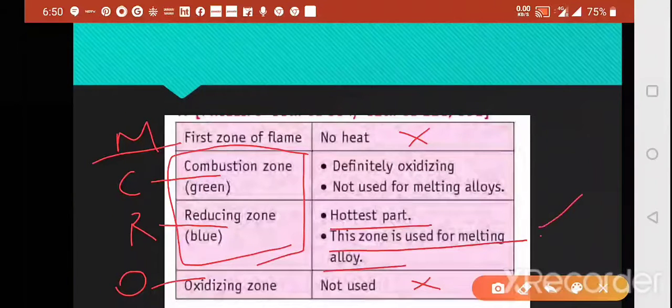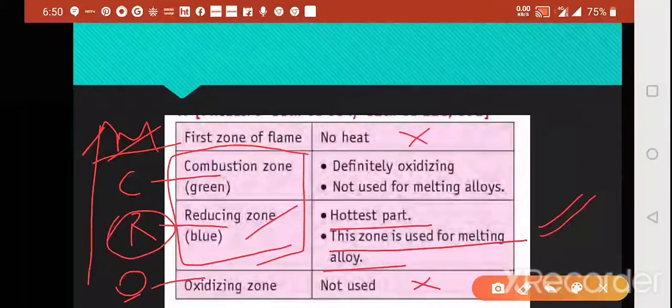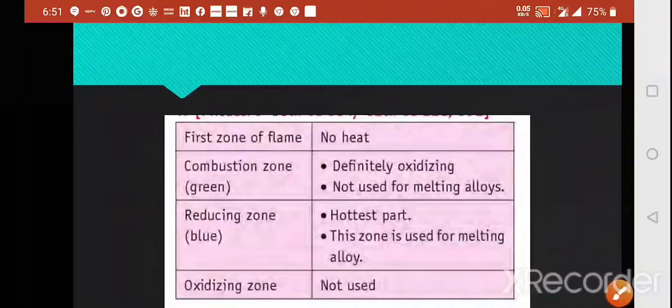So the question is usually asked from here: R reducing zone, what is the color? It's blue. Which is the hottest part? Reducing zone. Which is used for melting the alloy? This one. So you can remember it like this: O, R, C, M. O and M are of no value, and R is most commonly used in asked questions. And the left one is your C, combustion zone. It is oxidizing, but it is not used for melting of alloys.